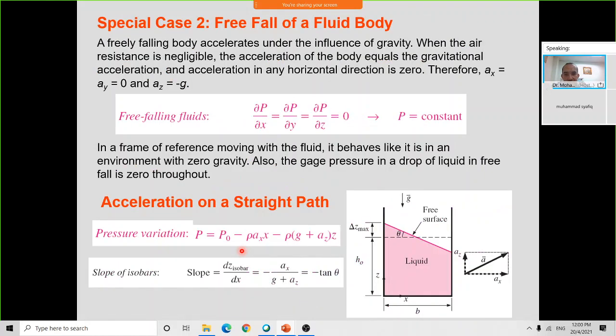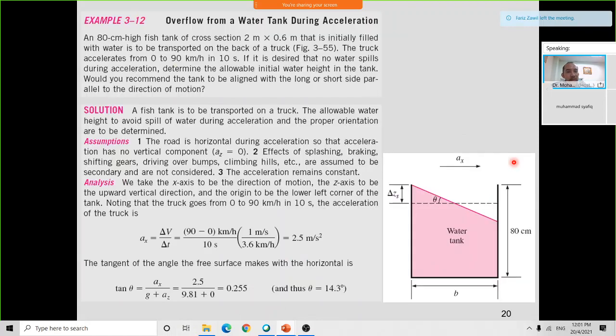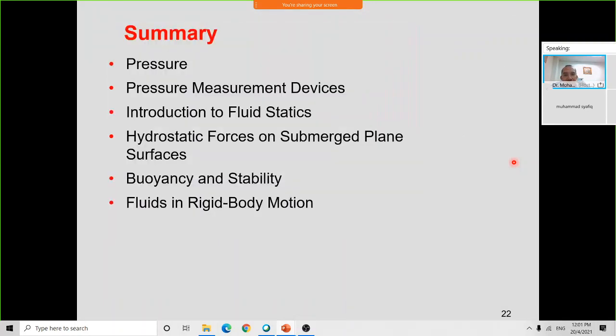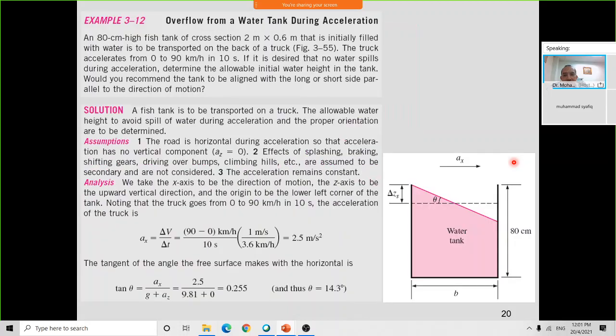Okay, the last part is fluid in rigid body motion. In case you need to bring curry in your car, what is the maximum height of the curry such that even if you accelerate the car, the curry will not go onto the sofa? But the calculation is very simple. The equation is just using this equation, delta V over delta T.